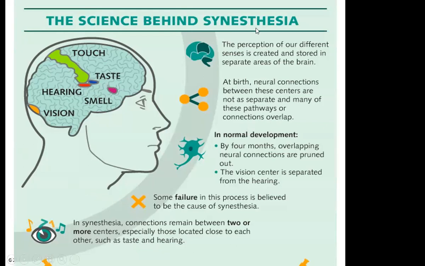But in synesthesia, what happens is the perception of the different senses is not going to be the same for them. Because what happens is at birth, what we should undergo is neural pruning. Neural pruning means that we have different connections that help separate out these labeled lines. So by 4 months, those overlapping neural connections get removed from the brain, and then we start separating the different systems, like the vision is separated from the hearing. However, if this doesn't get pruned out appropriately, then that's whenever you can get something like synesthesia.